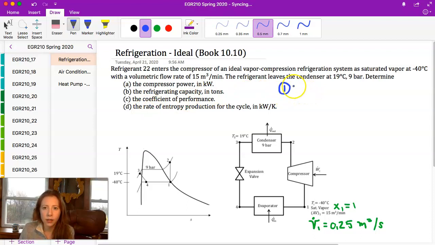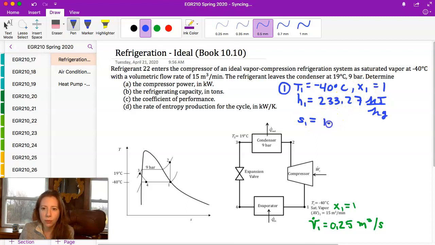State 1, T1 is minus 40 degrees Celsius, and X1 is 1. That tells us, if we look it up in the tables for refrigerant 22, H1 is 233.27 kilojoules per kilogram. And also S1, so remember our quality is 1, is going to be 1.0005 kilojoules per kilogram Kelvin.